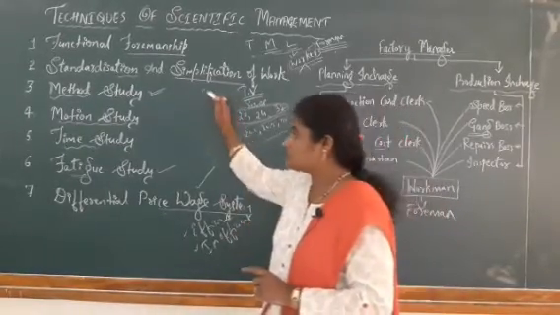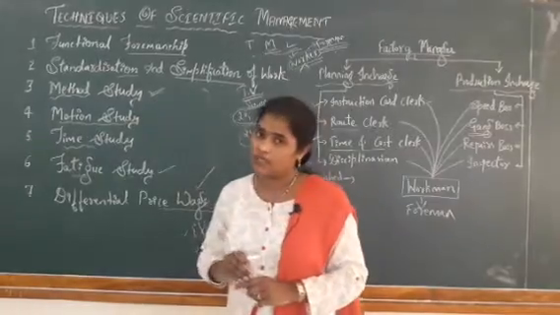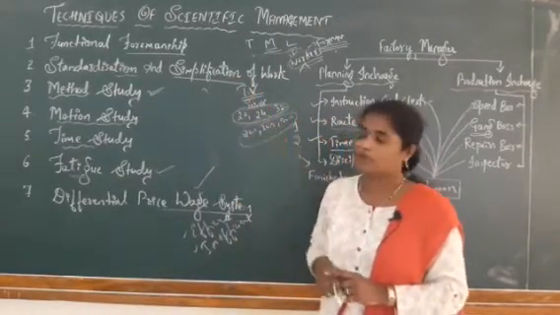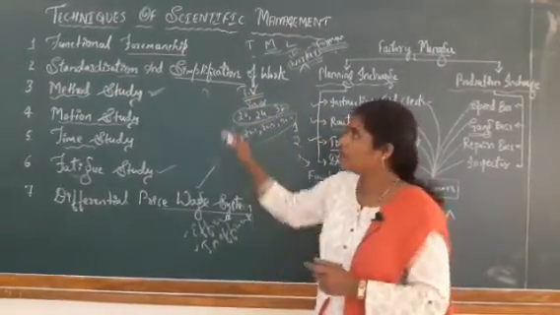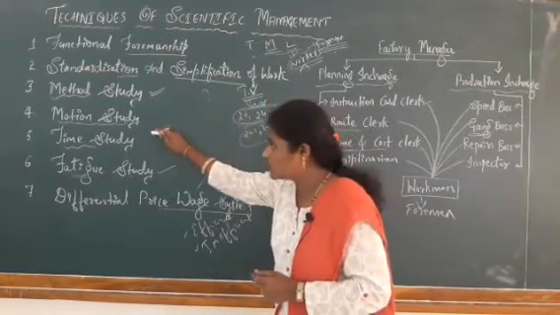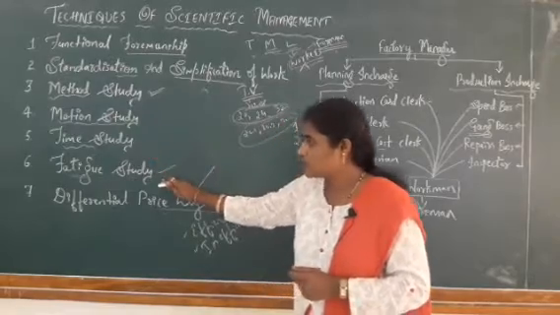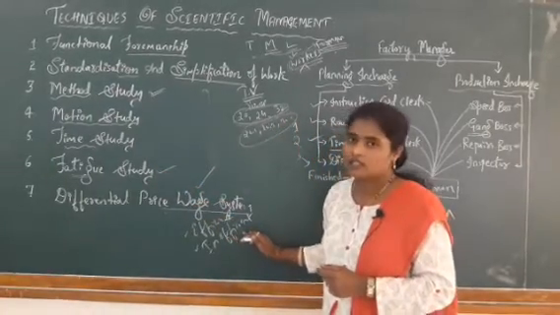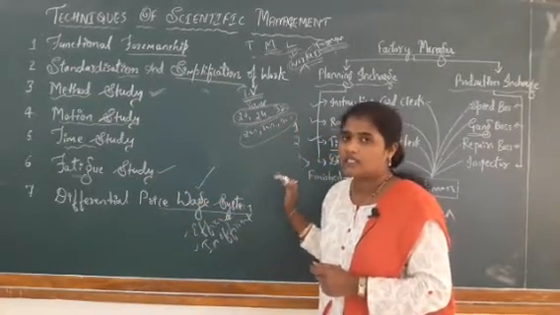So these are the 7 important techniques of scientific management. The first one is functional foremanship, then standardization and simplification of work, method study, motion study, time study, fatigue study and differential price wage system. So this plays a very important role.